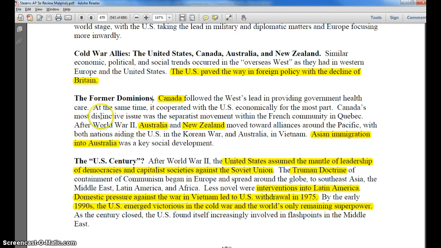We also see a lot of immigration here. This is something that's important for migration. We see Asian immigration into Australia because of economic strength.